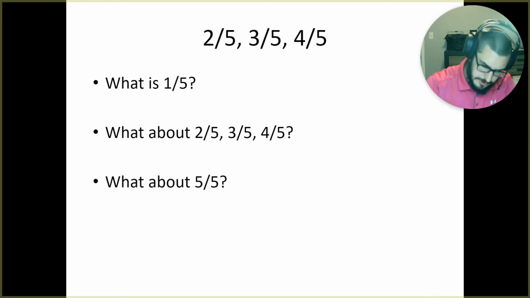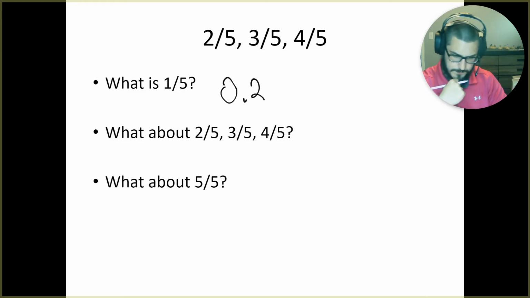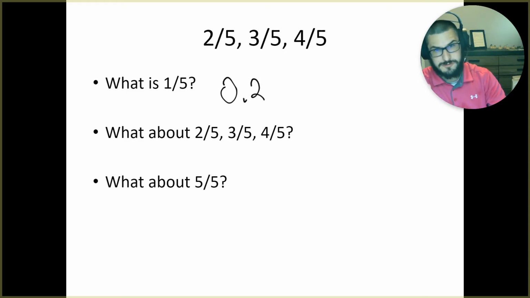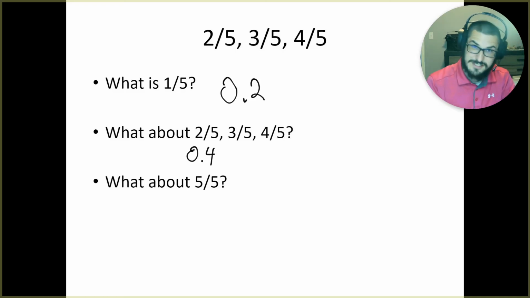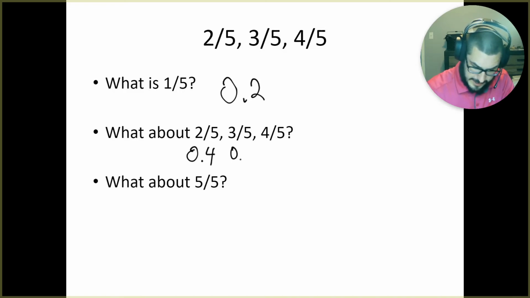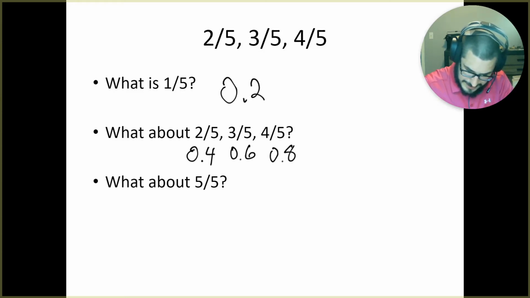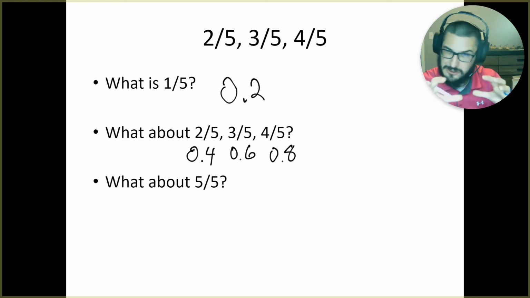All right, it should be 0.2. So 1/5 is 0.2. So then if you've got 2/5, then 2/5 is going to be 0.4. 3/5 would be another fifth at 0.6, and then 4/5 would be 0.8. You seeing the pattern here?